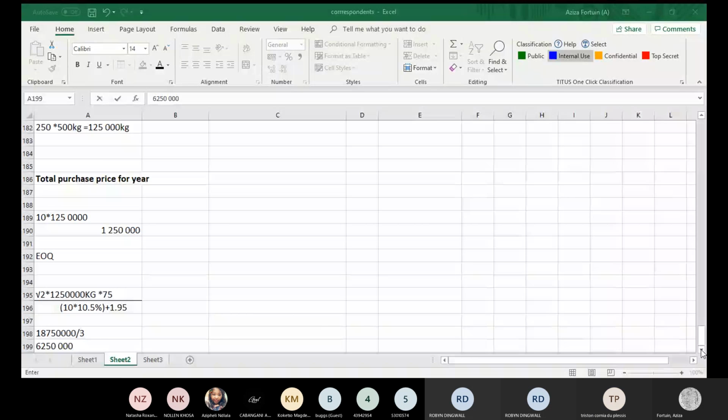Aziza, you forgot to square root the answer for 12.1.3. I did square root it. I just didn't put the symbol in. Let me just insert the symbol. Are you getting a different answer? If you square root it, then it's 25.